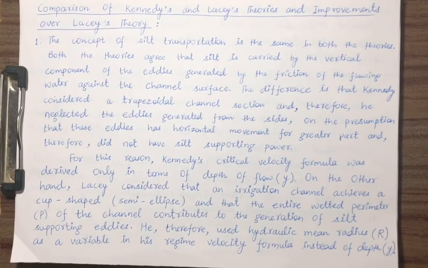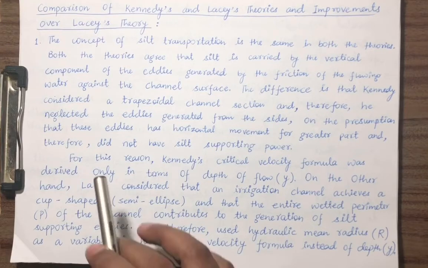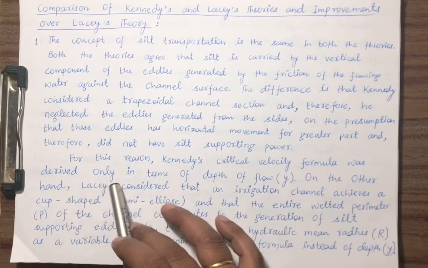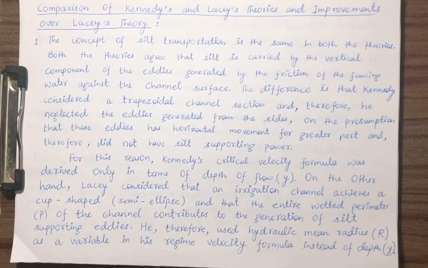So he thought that, his perception was like this, that due to the horizontal component, the eddies generating on the side slope will get neutralized and they are not helping in silt supporting power of the channel. For this reason, Kennedy's critical velocity formula was derived only in terms of depth. So V was 0.55 y raised to power 0.64. So the V is directly dependent on the y.